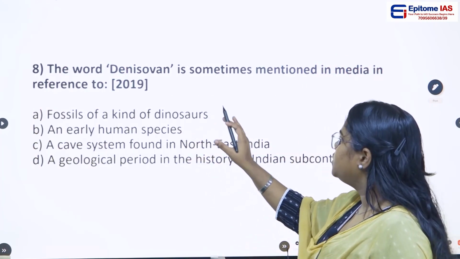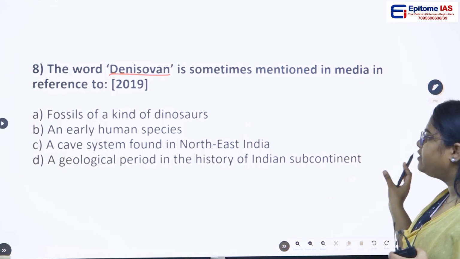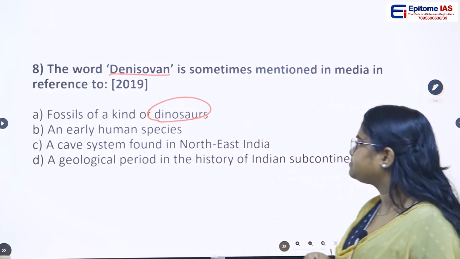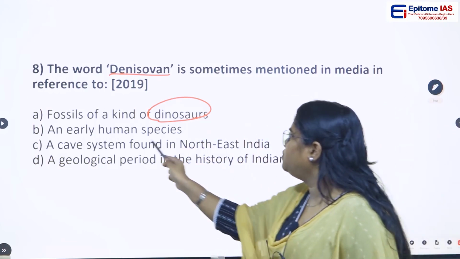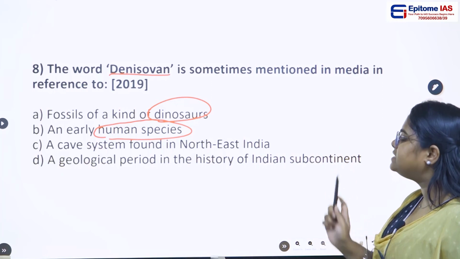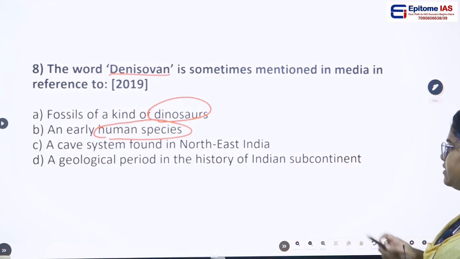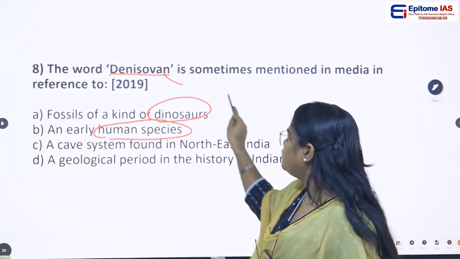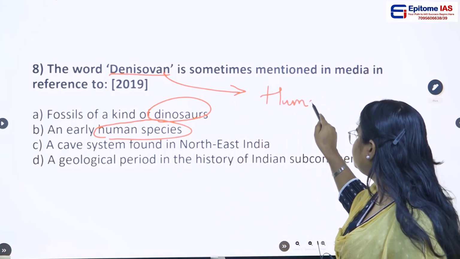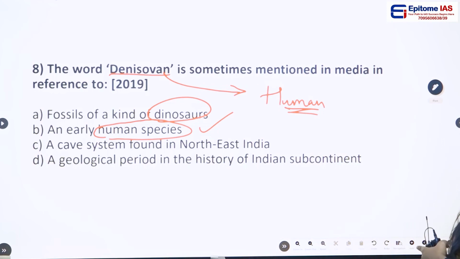So the next question: the word Denisovan is sometimes mentioned in media in reference to A, fossils of a kind of dinosaurs, B, an early human species, C, a cave system found in Northeast India, D, a geological period in the history of the Indian subcontinent. Denisovan is directly related to an early human species. So the correct answer would be option B. It is an early human species.